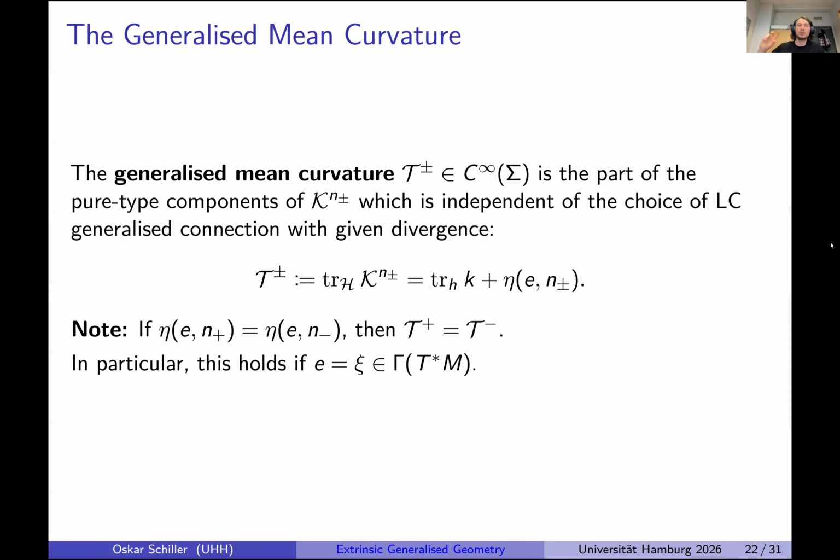You obtain two generalized mean curvatures, but in relevant situations, these actually agree, and you can forget about the fact that there are two of them. In particular, this is the case if you have an exact or closed dilaton, and it does not even need to be closed, it just has to be given by a one form. This is still just a special case, but then these two generalized mean curvatures actually agree.